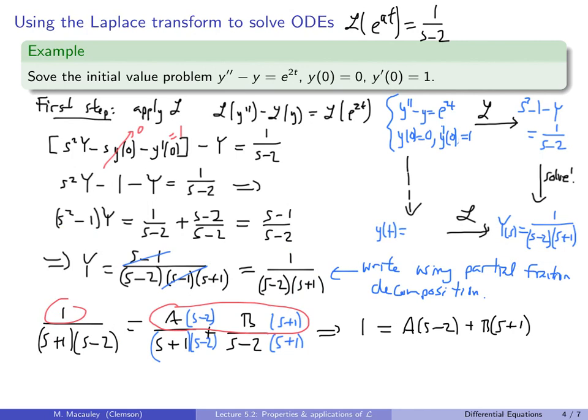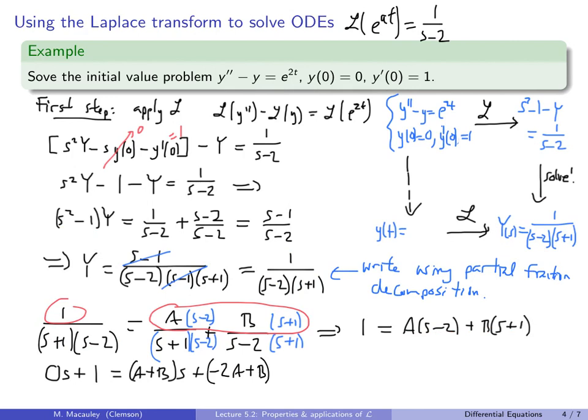Let me write it down here. I'm going to rewrite this down here. So the left-hand side is just 0 s plus 1, and the right-hand side, let's break this up into s's and constants. So how many s's do we have? We have a plus b s's, and then how many constants do we have? We have negative 2a plus b, so negative 2a plus b.